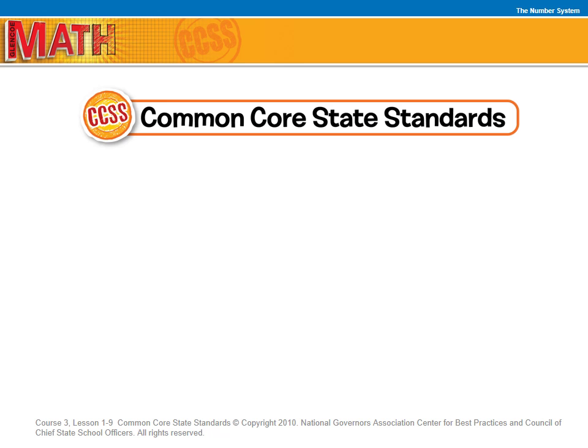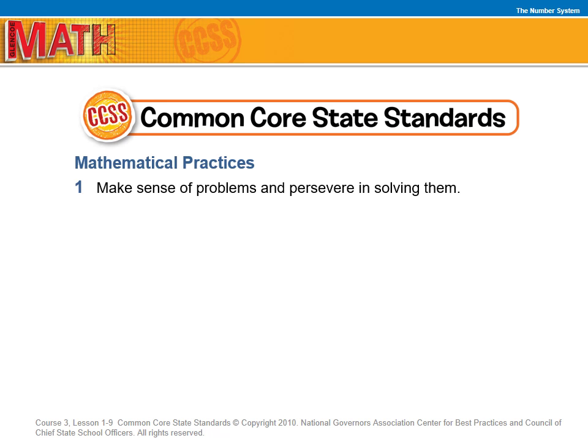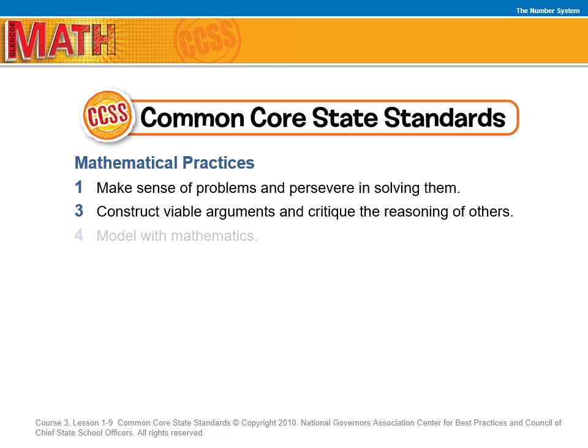Common Core State Standards we'll be covering today. We're going to talk about the mathematical practices. There are 3 mathematical practices that we're focusing on. Number 1, make sense of problems and persevere in solving them. What this practice means is that you're going to try your best to continue to persevere to find the correct answer. Don't give up. Mathematical practice number 3, construct viable arguments and critique the reasoning of others. And number 4, model with mathematics.